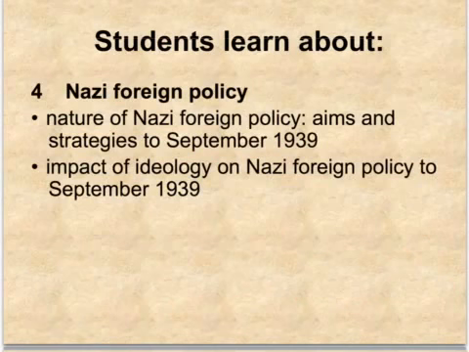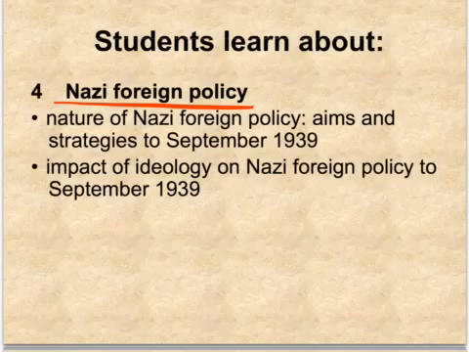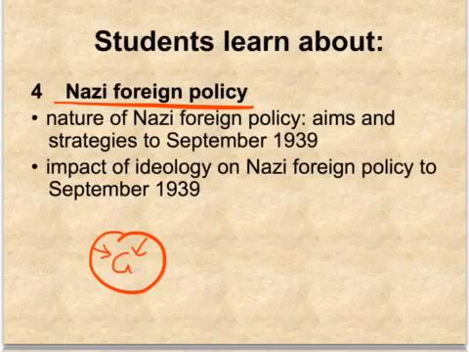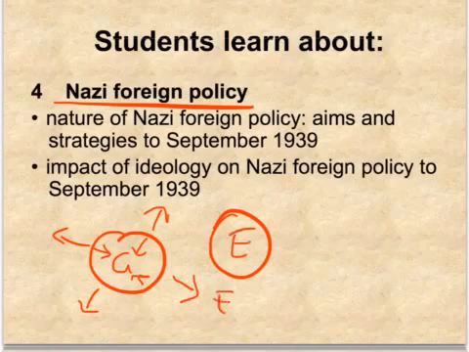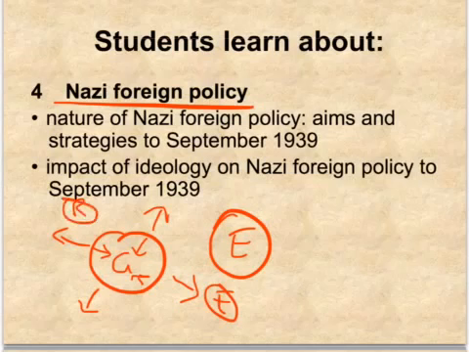Finally, we have Nazi foreign policies. So basically, we've looked inward at Germany itself. Okay, so here's Germany. We've looked inward, and now we're going to look outward. So we're going to look at how the Nazis related to other countries, to England, to France, to Russia, etc.